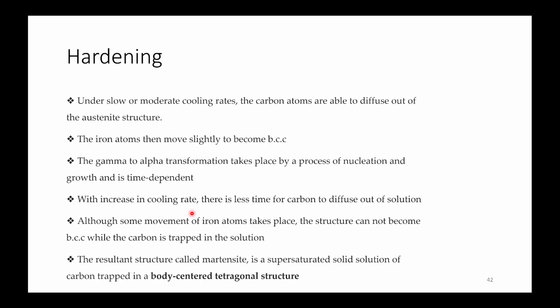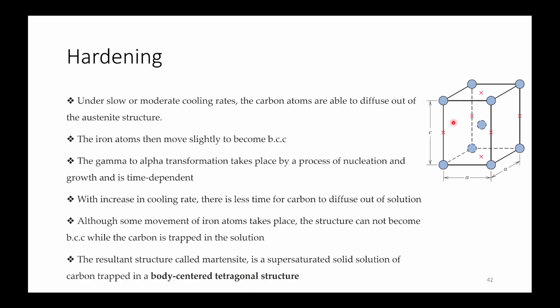With increase in cooling rate, there is less time for carbon to diffuse out of solid solution. Although some movement of iron atoms takes place, the structure cannot become BCC while the carbon is trapped in the solution. And the resultant structure, called martensite, is a supersaturated solid solution of carbon trapped in a body-centered tetragonal structure.